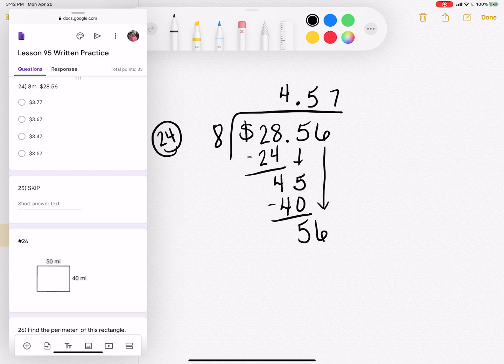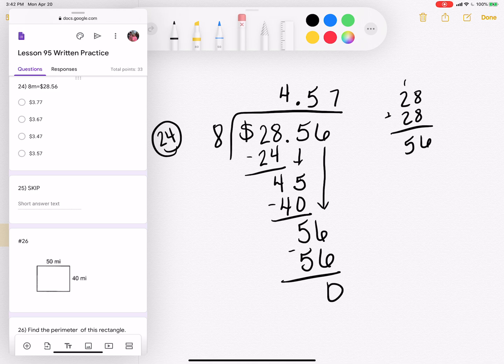is, let's see, 7 times 4 is 28. I had a brain fart, guys. 2 28s is 56. That's what I thought. No remainder. $4.57. 8 times 3 is 24. Ugh! I told you I was having a brain fart. $3.57.